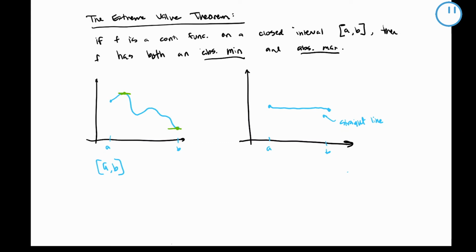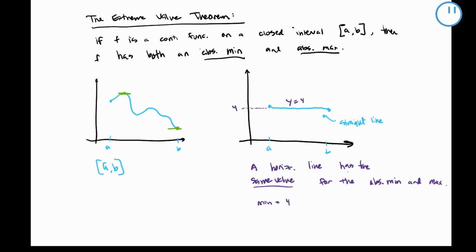Well, for a horizontal line, and I'll go ahead and write this out, a horizontal line has the same value for the absolute min and max. So for example, if we look at this straight line right here, and let's just say that this is the line y is equal to 4, and so this would be 4, we would say that the minimum is equal to 4, and the maximum value of this function is also equal to 4.